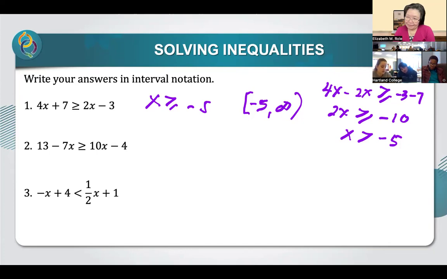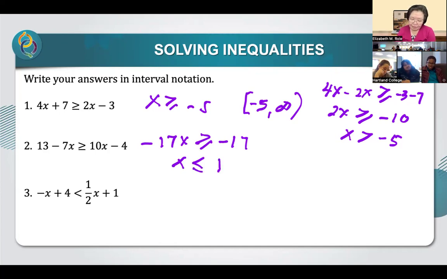X is less than or equal to 1. From there, you get minus 17x is greater than or equal to minus 17. But because we're dividing by negative 17, the sign of the inequality will change. And if it is less, begin with negative infinity and end with that 1. But because 1 is included, we put a bracket.